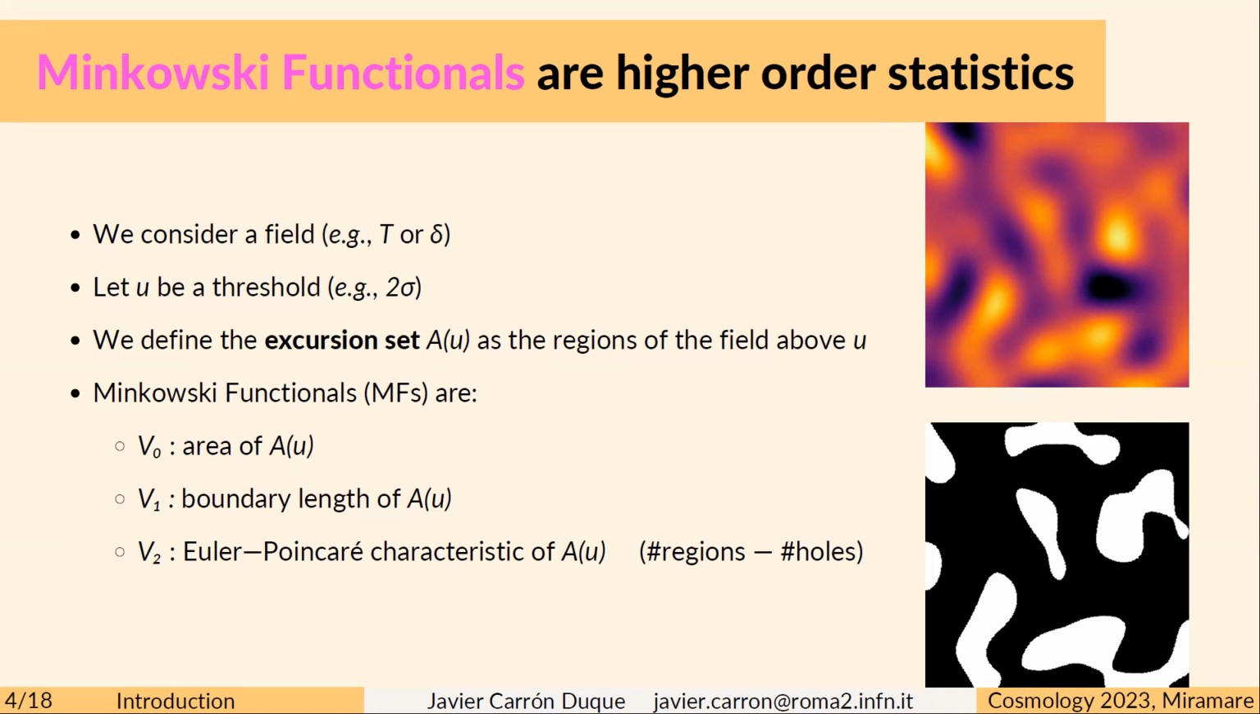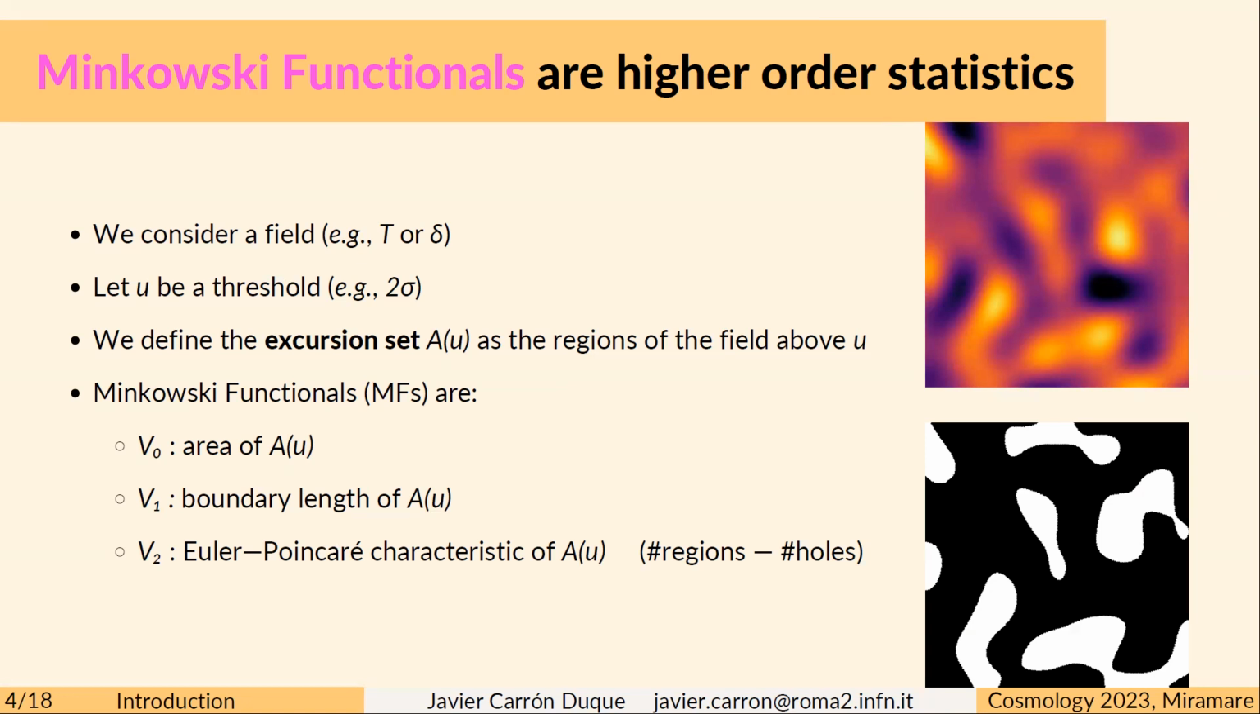Now we can describe this excursion set with 3 quantities: the total area, the length of the boundary of these blobs, and the number of regions minus the number of holes. This is a topological quantity called the Euler-Poincaré characteristic. The thing is that we have 3 independent quantities that can describe this. And this, of course, is a function of the threshold. You can do it at every threshold, and you will obtain a curve telling you the Minkowski functional of your field.